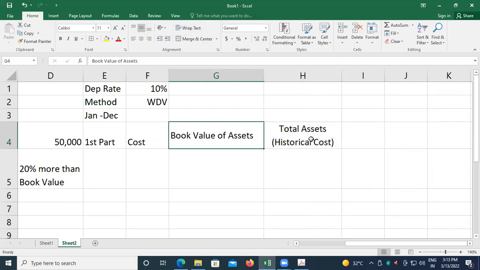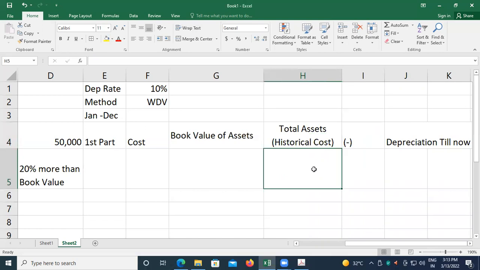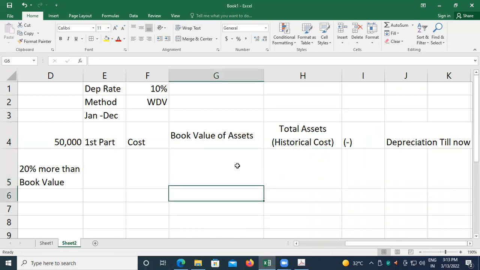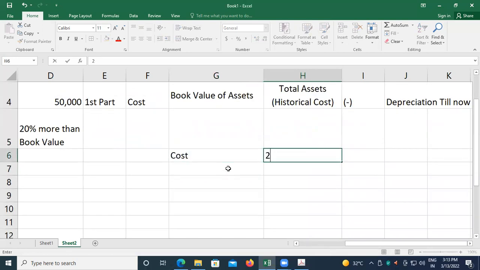So first we should understand the total cost, that is historical cost, minus what? Depreciation. Till now. Till now means if the asset is purchased in 2016, and if you want to calculate book value in 2020, for example, suppose you purchased an asset at the beginning of the year 2016, some value was there, 100 rupees.